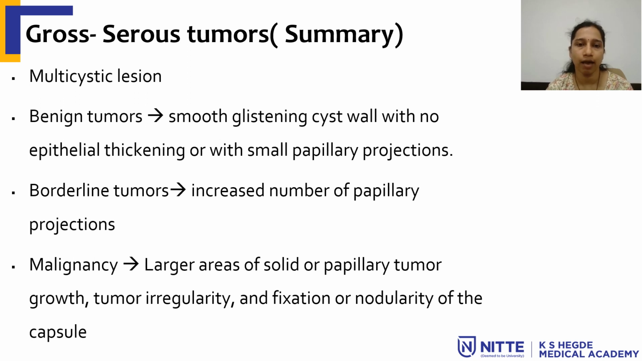Benign tumor will have a smooth glistening cyst wall with minimal papillary projection. Borderline tumor will have an increased number of papillary projections. Malignant tumors are large bulky tumors with an irregular tumor surface, and there will be nodularity on the surface as well.